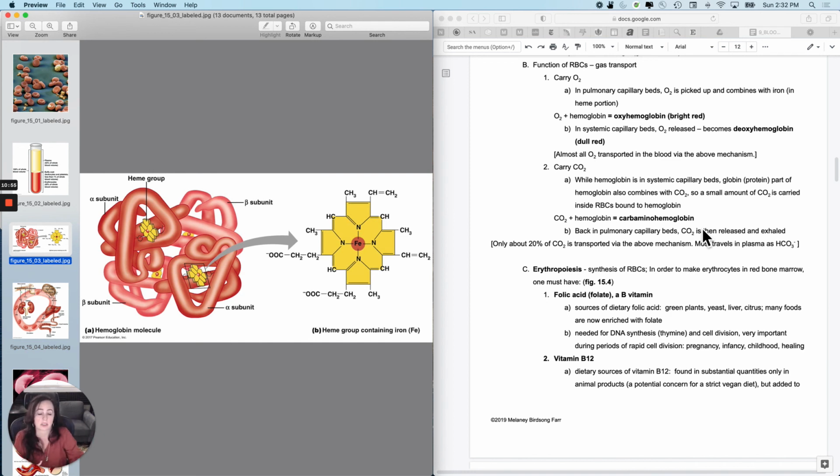then it's exhaled. Only about 20% of your carbon dioxide is carried on hemoglobin. Most of the rest travels in the blood plasma as the bicarbonate ion. We have visited that before, and we'll visit it again. But I'm going to stop right here, and then I'll do erythropoiesis in the next one.